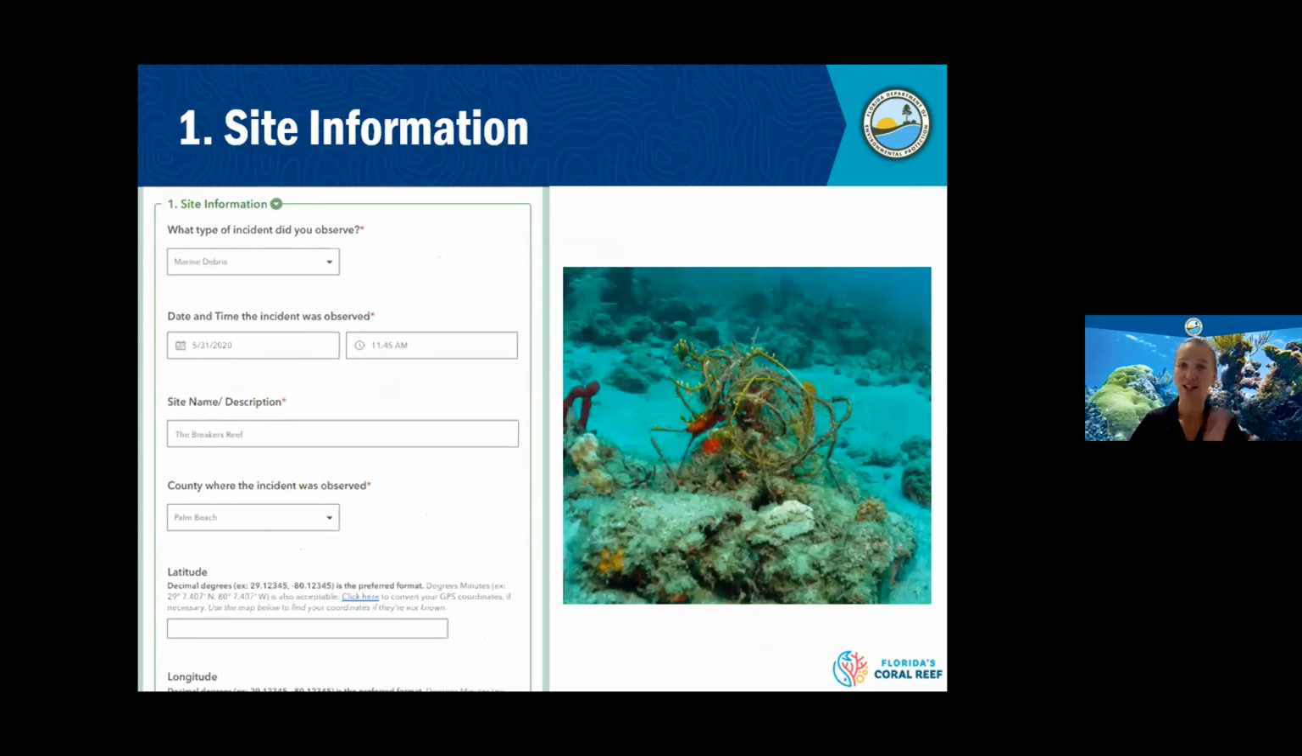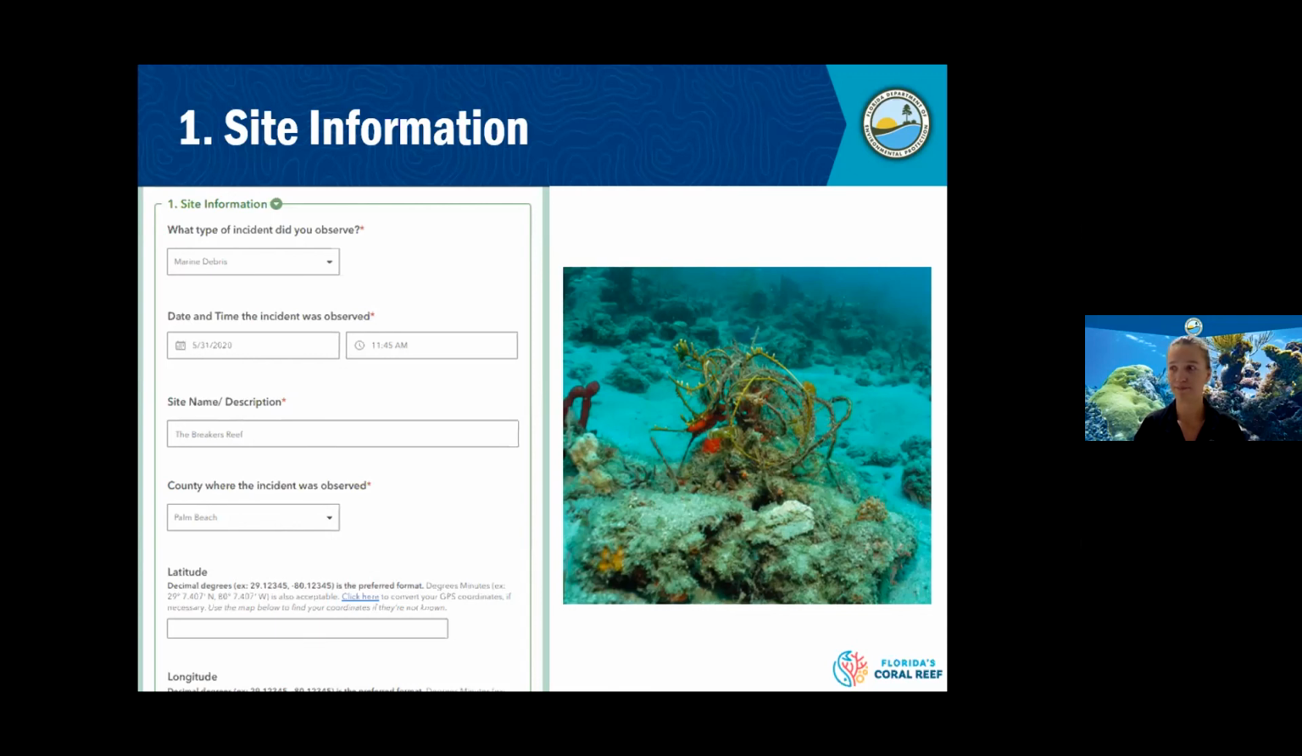And the first section is all about the site information. So this is where you'll input the information about where and when you observed the incident, as well as what type of incident it was. Date and time are really important, as well as the name of the site or a detailed description of what it is. And then knowing which county you observed the incident in helps us categorize where reports are coming from more easily.